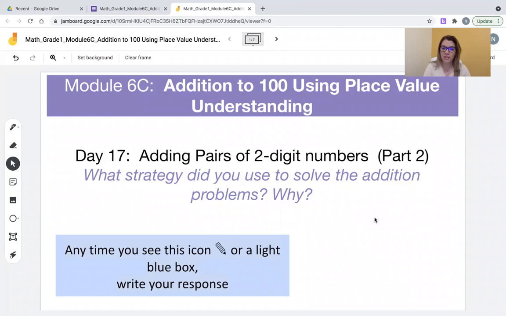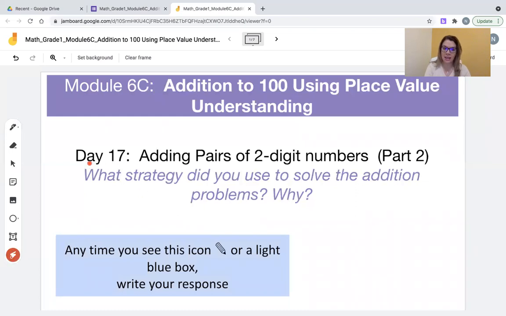I am a remote teacher, and I am also a virtual content specialist. In this lesson today, we will be using a Google Jamboard to complete the introduction page. We will also be using sentence stems to explain our strategy and our thinking. Let's begin.